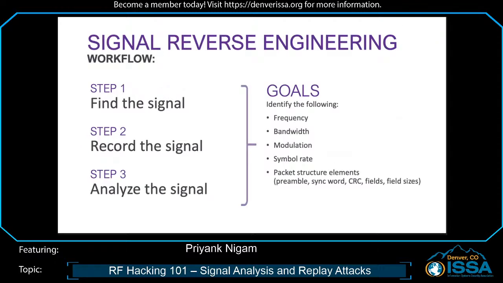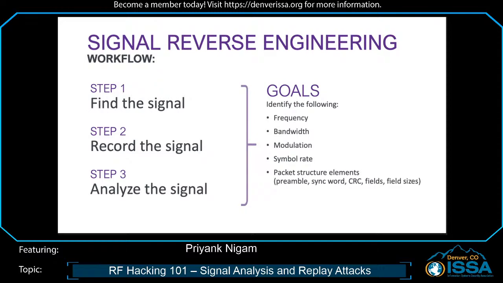And this is the workflow we're going to be following, wherein we find the signal, we record it, and then we analyze it. And the goal is to identify these attributes of the signal. So these are the main ones, like frequency, which we discussed, bandwidth, which is how wide the signal is basically when it comes to the frequency domain. The modulation and the symbol rate.